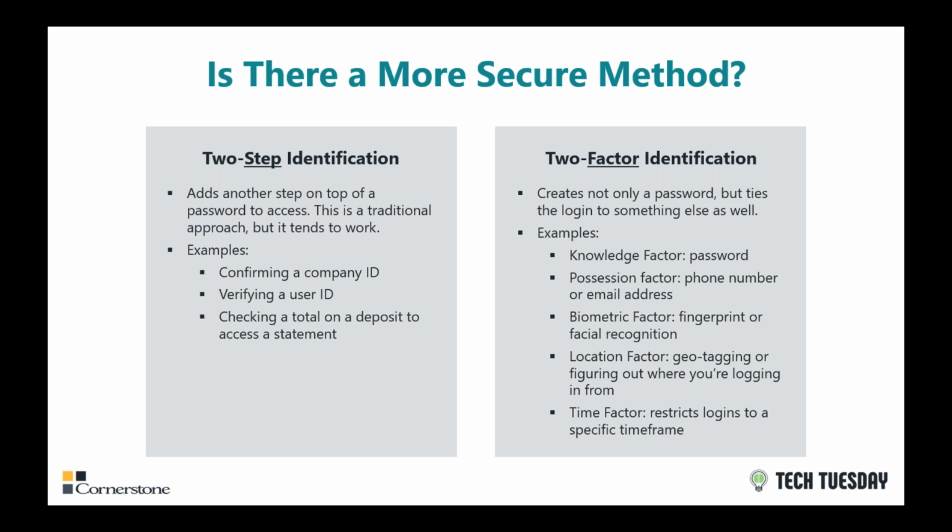Some other examples of two-step identification that are not really as secure are just entering a company's NPN or user ID, verifying information like that, or maybe just checking the total of a deposit to access a statement. This is all information that you should already have had, or that may be available in your email if someone has access to your machine. So that's kind of a problem.